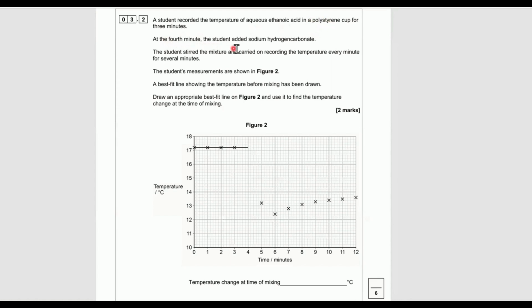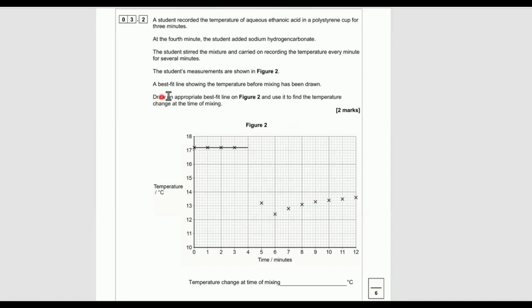At the 4th minute, the student added sodium hydrogen carbonate. So at minute 4 on this graph, they added the sodium hydrogen carbonate to the acid. So we can see here is where they added it. The student stirred the mixture with a glass rod, I presume, and carried on recording the temperature every minute for several minutes. Look, we've got 5, 6, 7, 8, 9, 10, 11. The student's measurements are shown in figure 2.